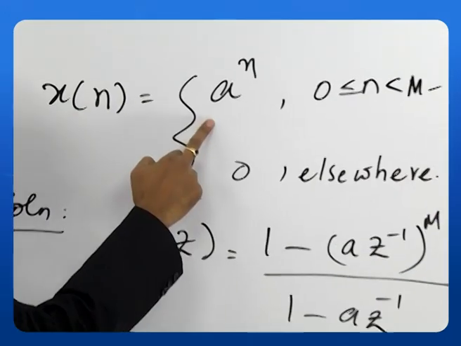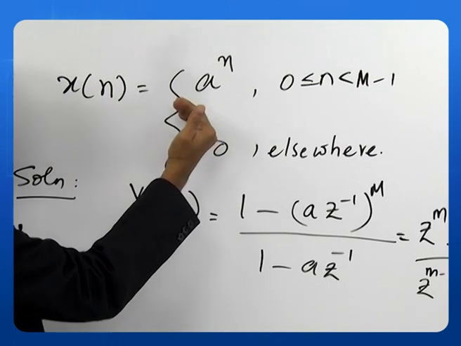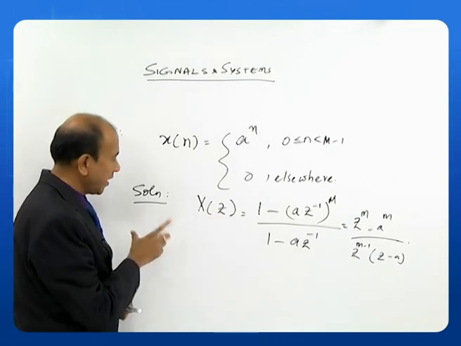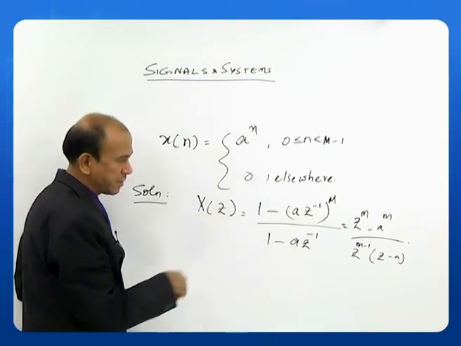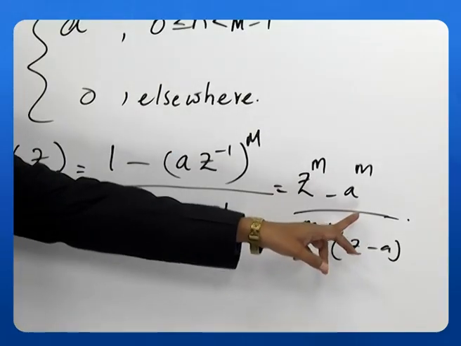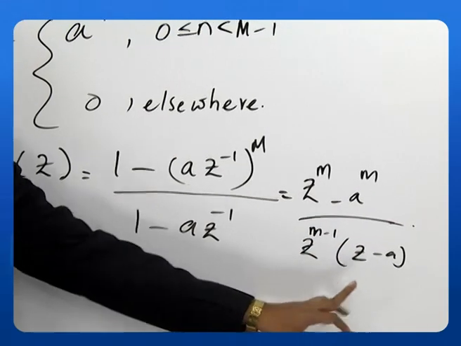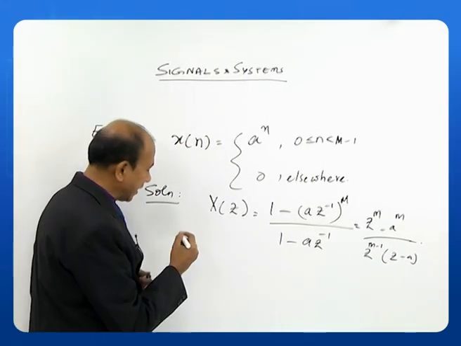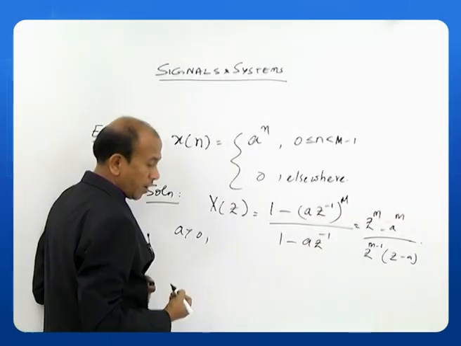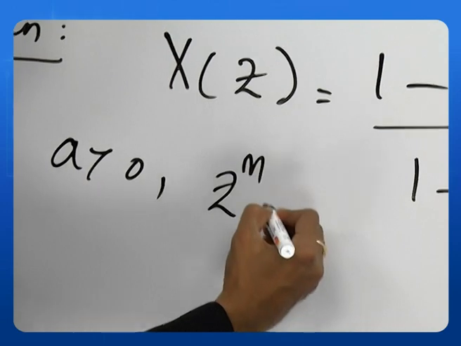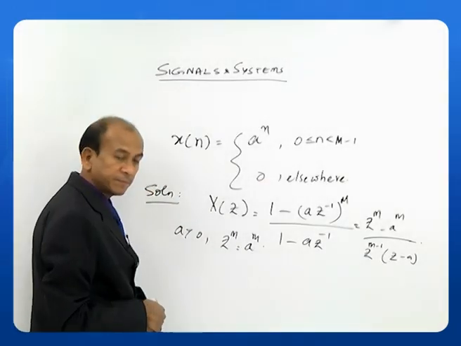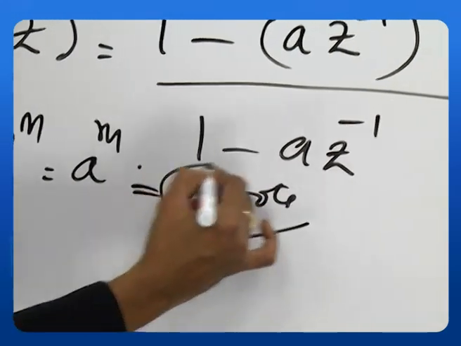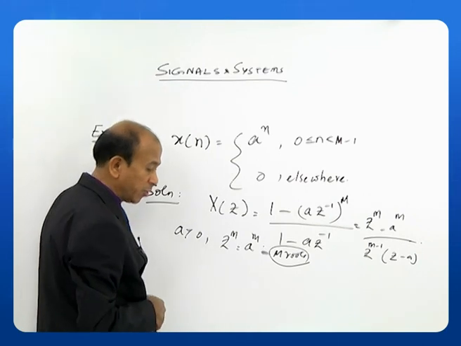We have x of n equal to a to the power of n, for n between 0 and m minus 1, and 0 elsewhere. If I take the z transform, it is given by this equation, equal to z to the power of m minus a to the power of m by z to the power of m minus 1 into z minus a. Now if you look at this, for a greater than 0, z to the power of m equals a to the power of m. So how many roots do we have here? We have m roots.